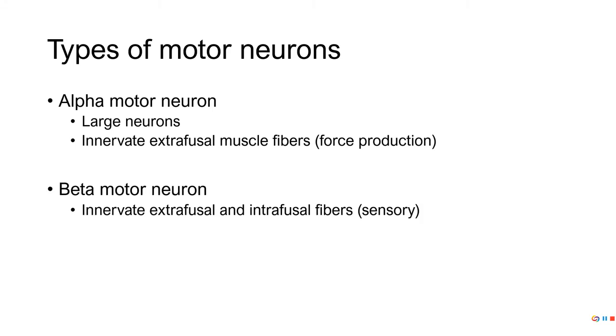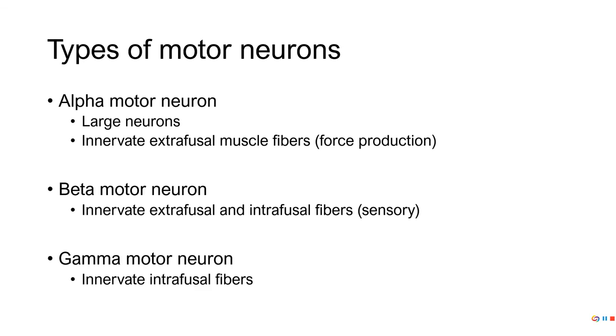Next, we have beta motor neurons. These also innervate extrafusal fibers, so just think like muscle fibers, as well as intrafusal fibers, and they innervate things like muscle spindles that we'll talk about here in just a minute. Now, as opposed to alpha motor neurons, which actually cause contraction, beta motor neurons are more of a sensory type neuron. And so they are innervated by both motor and sensory fibers.